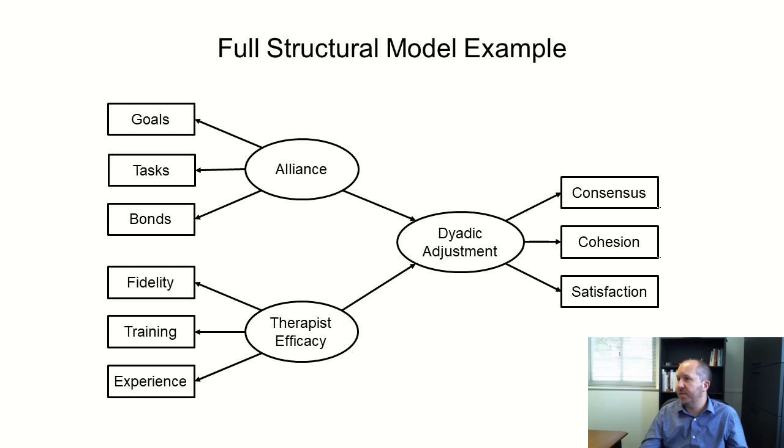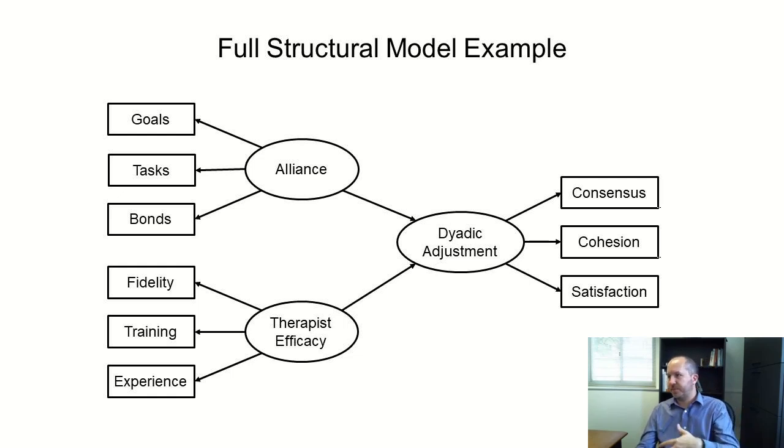Our therapist efficacy is made up of 3 items: the therapist's fidelity to the treatment model, their number of hours of training, and then also their total experience as a therapist, the number of years that they have been in practice. Dyadic adjustment is an actual measure that you can find, and I've used it in my own research. This is a relationship functioning variable made up of consensus, cohesion, and satisfaction. So these are items that are measured that then make up dyadic adjustment.